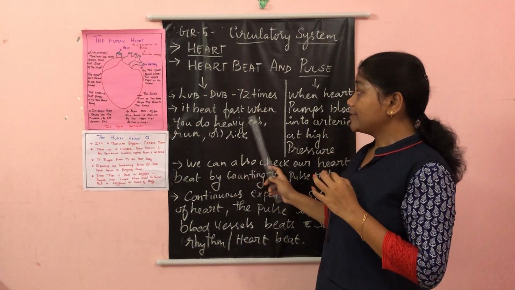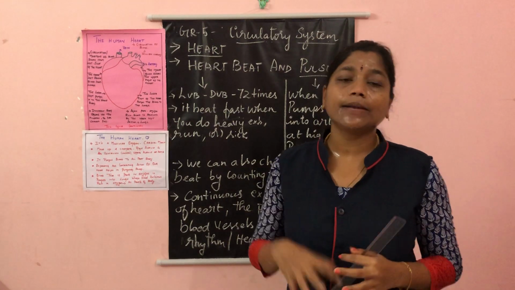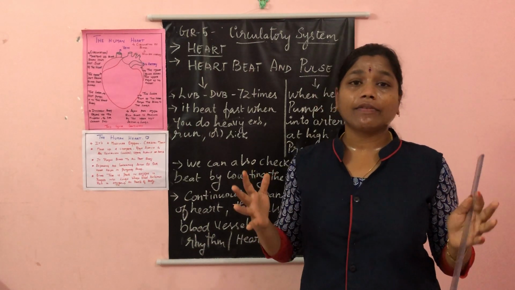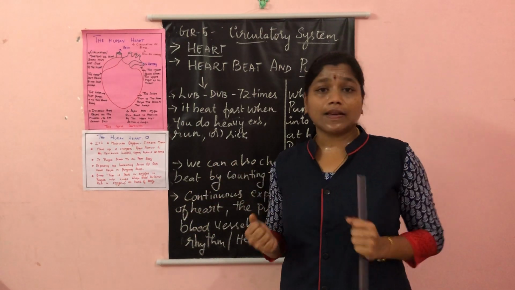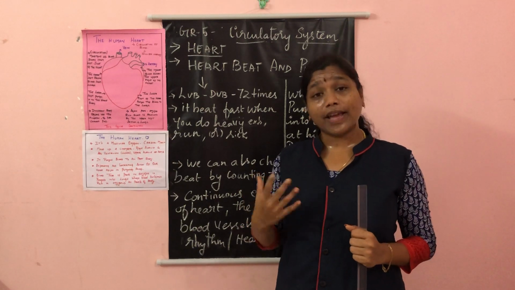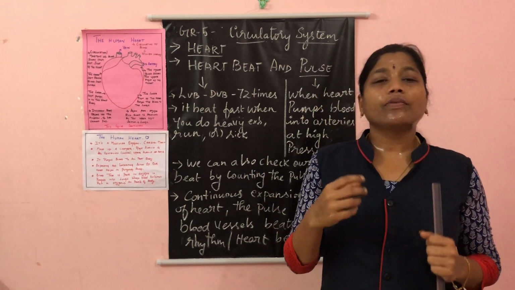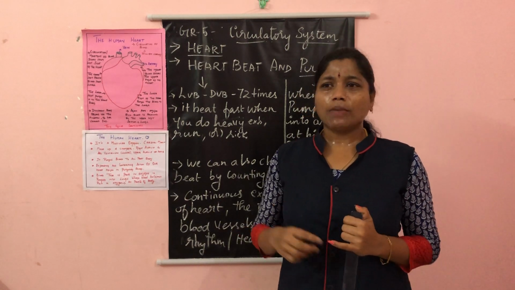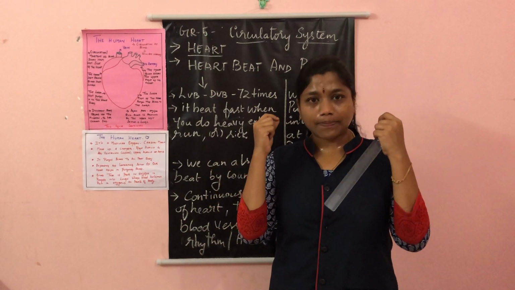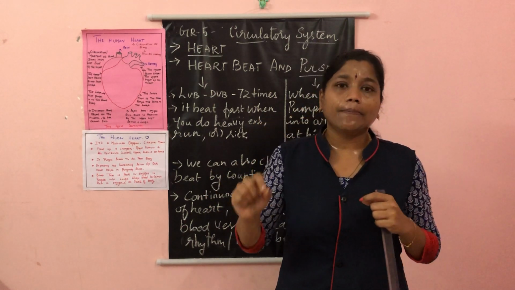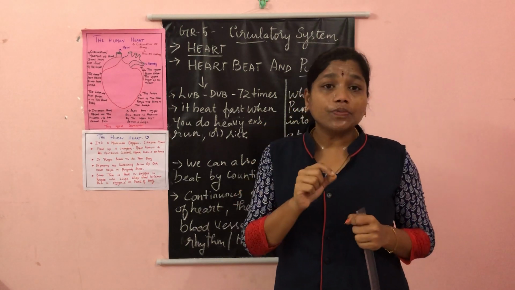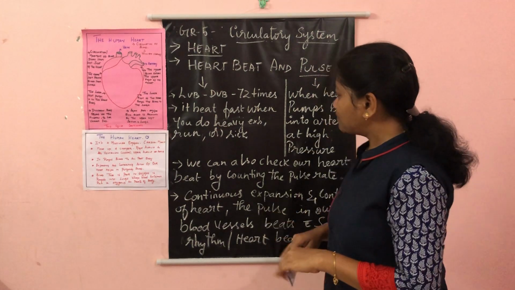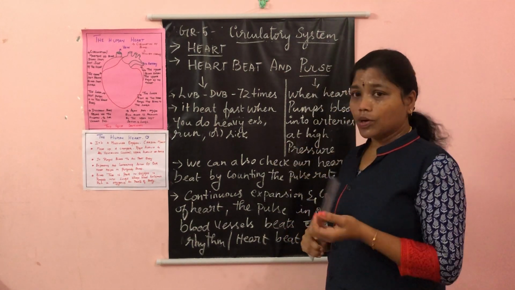Next, it beats faster. When you do heavy exercises, when you jump, when you run, the heart beats very fast. And even when you are sick or prone to fever, your heart beats faster. Normally when you go to the hospital, the doctor keeps the stethoscope to check your heartbeat, right? So what is a stethoscope? It is an instrument used by doctors to check your heartbeat. Are you all clear with this? Yes. Next comes the pulse.